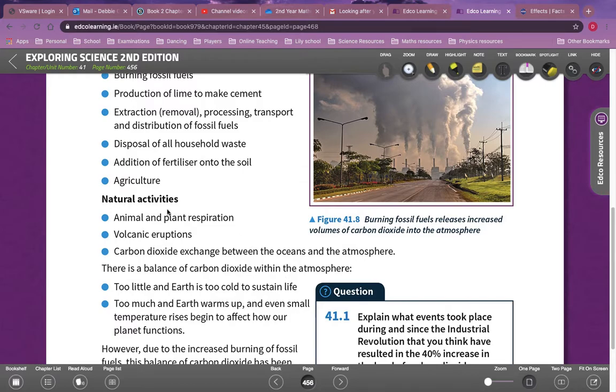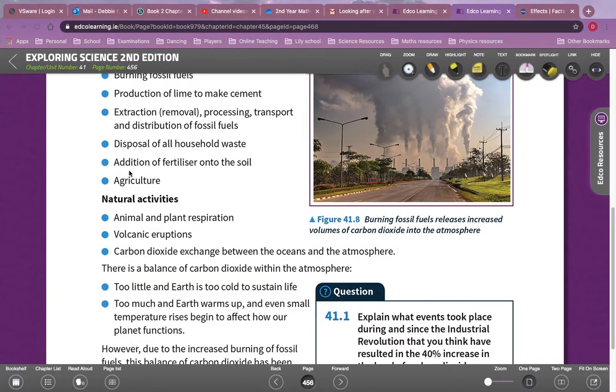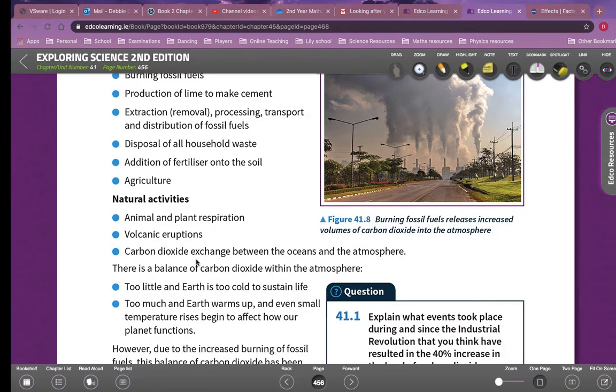So here were our natural activities. Animal and plant respiration, volcanic eruptions, and carbon dioxide exchange between oceans and atmosphere. The question asks you to describe one way in which carbon dioxide is released, so I suppose if you put down two, maybe. Okay, so animal and plant respiration, so when we exhale, volcanic eruptions, and then the exchange of carbon dioxide between oceans and the atmosphere.